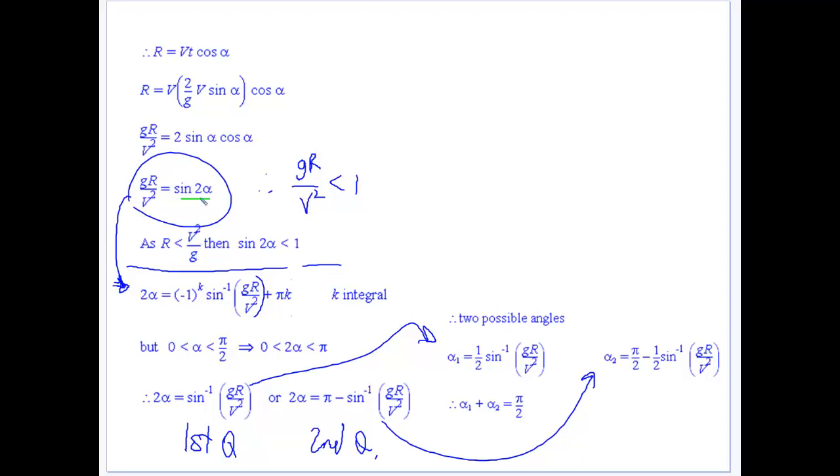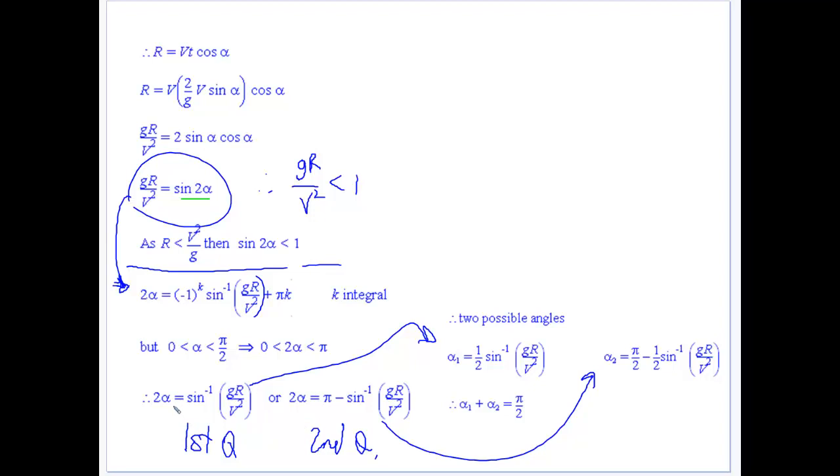Now if that's the case, we can take the inverse sine, and 2 alpha is going to be equal to that statement there, because we've just done our general formula for that. So we've got a general solution, and we know that alpha is between 0 and pi on 2, so 2 alpha would have to be between 0 and pi. Now we can solve 2 alpha being equal to inverse sine of gr on v squared, because that's in the first quadrant. In the second quadrant, we'll have pi minus inverse sine of gr on v squared. So we're going to have those two, because we're only going to have solutions in the first two quadrants.